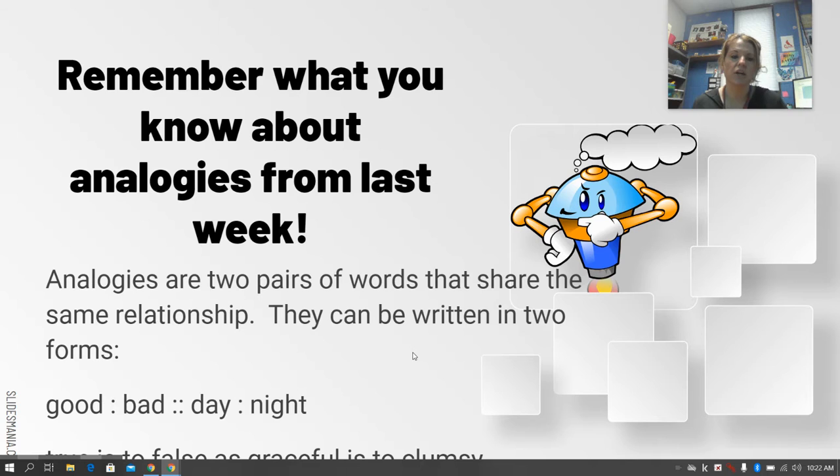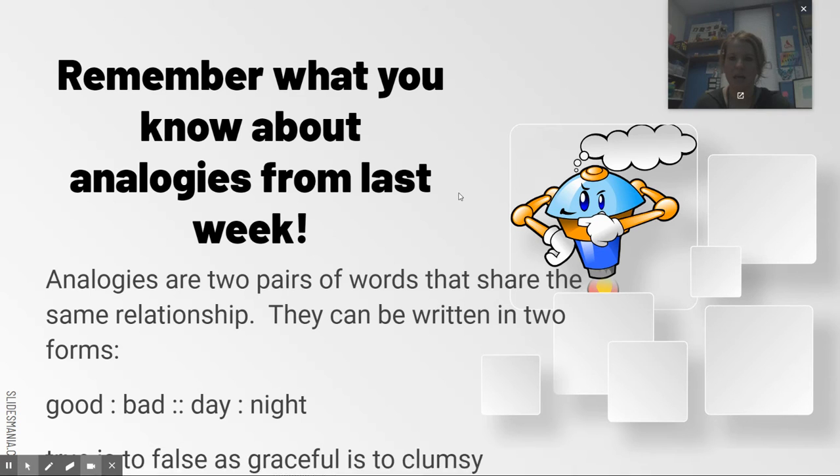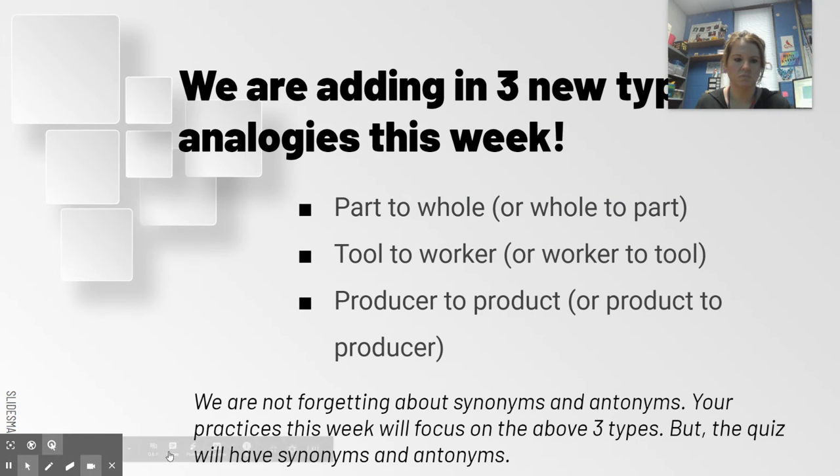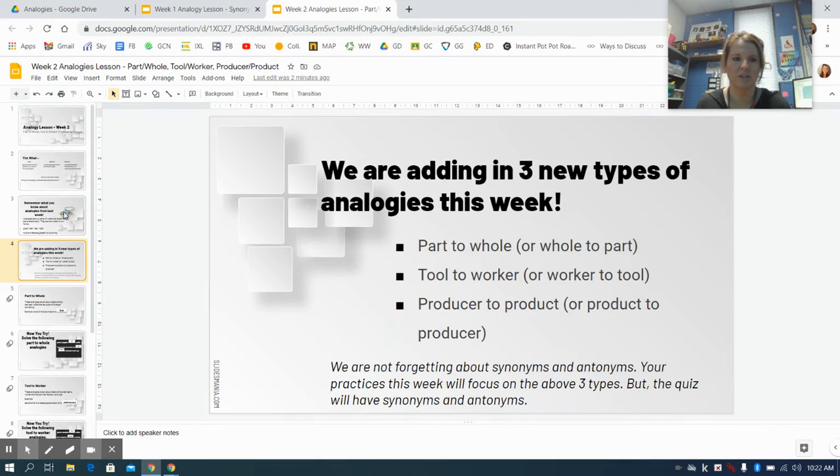So last week, you learned that analogies are 2 pairs of words that share the same relationship. They can be written in 2 forms, the form with the colons or the form with the words. I'm going to zoom out of this for a second. Nope. Come back here. That's what I wanted.